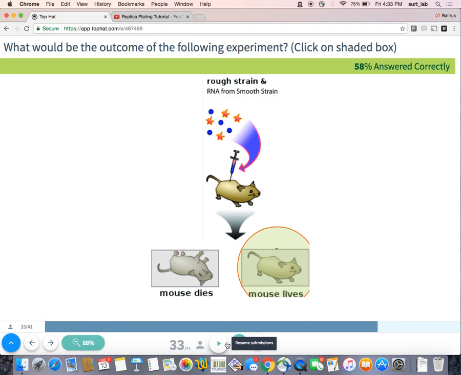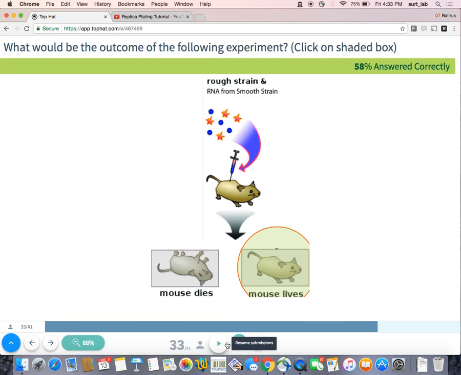So if you take the rough strain, it's going to be non-virulent. If you put in RNA, RNA is not the transforming principle. DNA is the transforming principle. So in this case, if you put in RNA from the smooth strain, it's not going to transform the cells. The cells are still going to be non-virulent. The mouse is going to live, on the bottom right there.